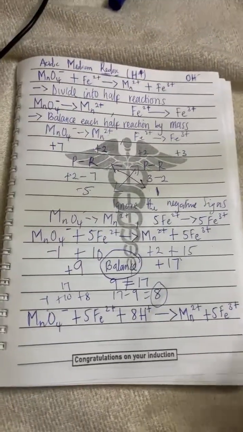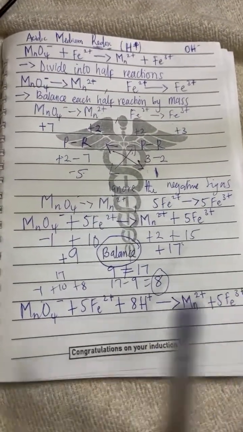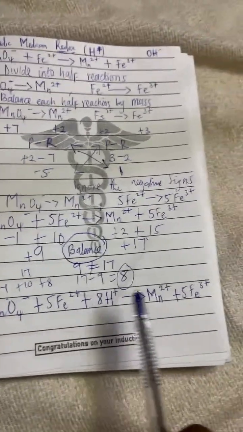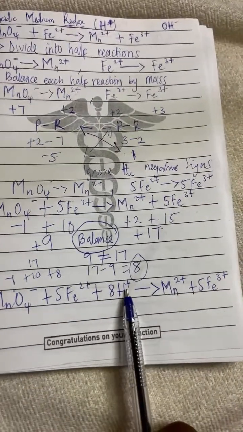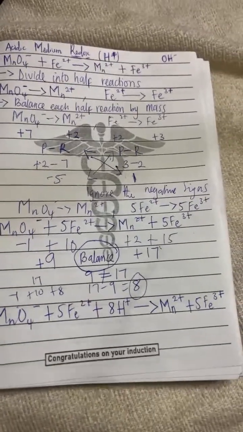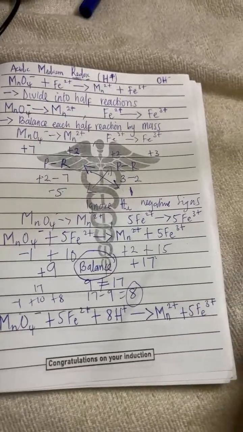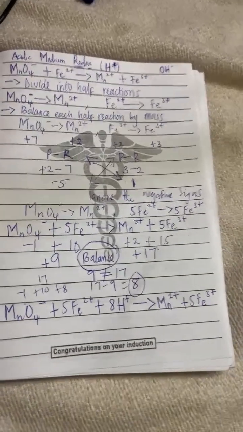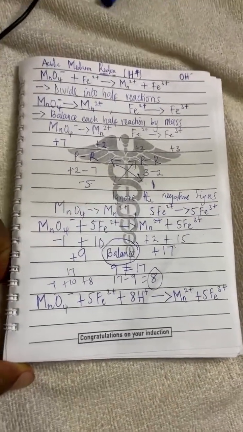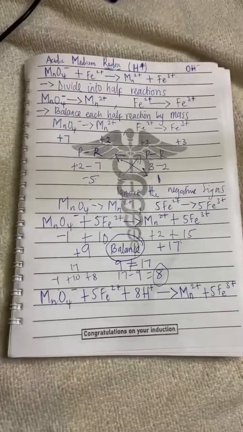Chemistry is so simple. So now you can see that we have oxygen that is not here, and we have hydrogen that is not here too. So the last step to balance a redox reaction is to add water. Right? Is to add water.